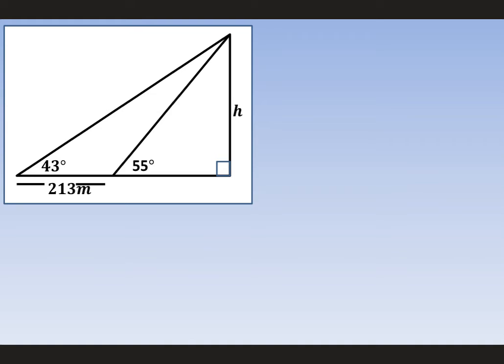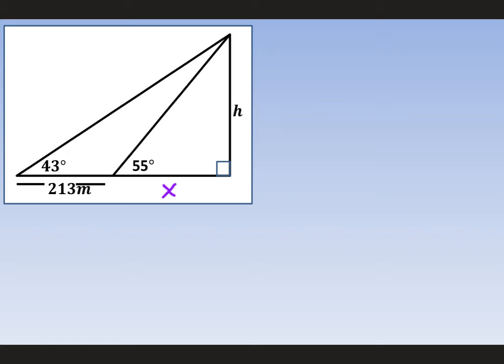So what we're going to do is recognize that there are two triangles here. There's the big outer triangle with an angle of 43 degrees, and then there's this smaller inner triangle with an angle of 55 degrees. We are being asked to find this height right here. Well, in order to do that, we're going to need to add one little variable for ourselves. We're going to need to add this variable in here, x, for this unknown piece here as well.